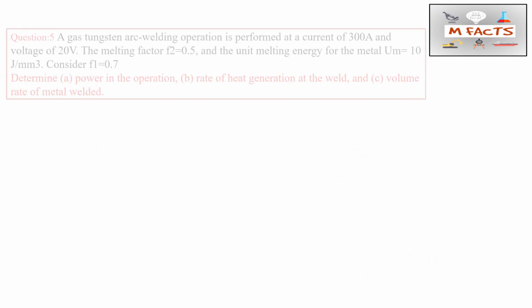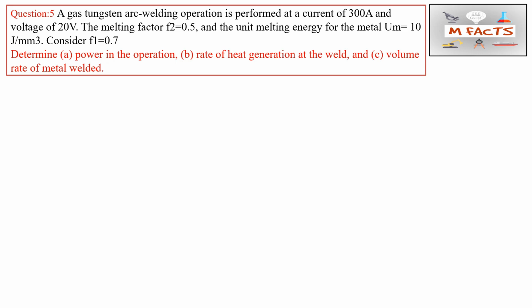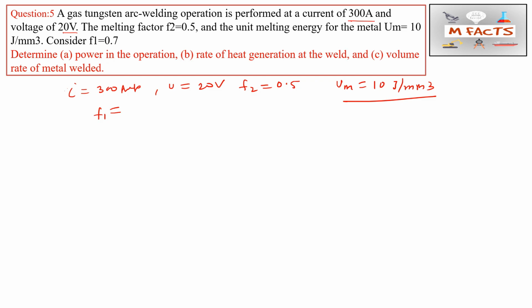Next question is, a gas tungsten arc welding operation is performed at a current of 300 ampere and a voltage of 20 volt. So I am writing the given data here: current is 300 ampere and voltage is 20 volt. The melting factor, that is F2, is 0.5, and the unit melting energy for the metal, that is UM, is equal to... this is a special type of problem, so you need not be worried. We will see how to solve this type of question. Consider F1. F1 is basically the heat transfer factor. So F1 is 0.7.